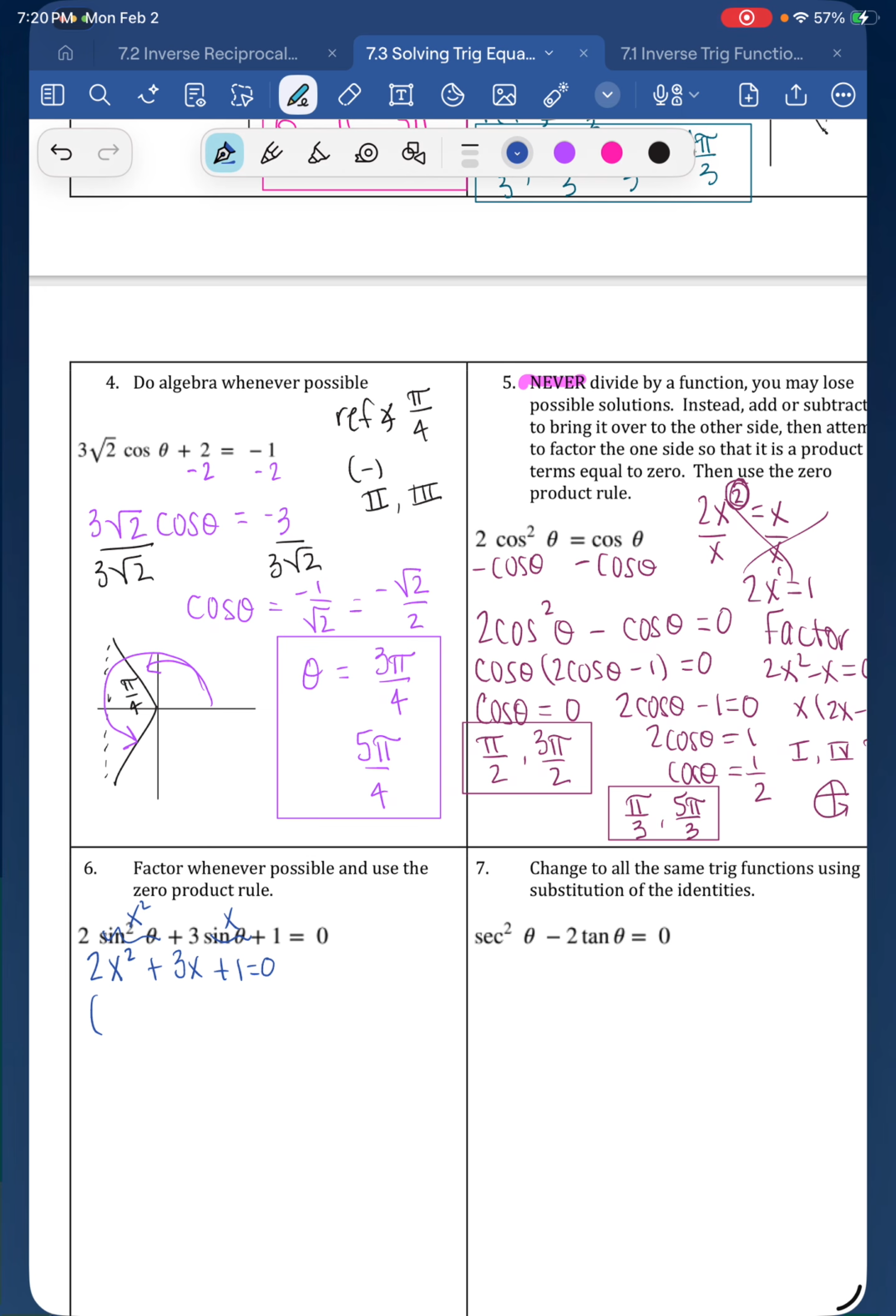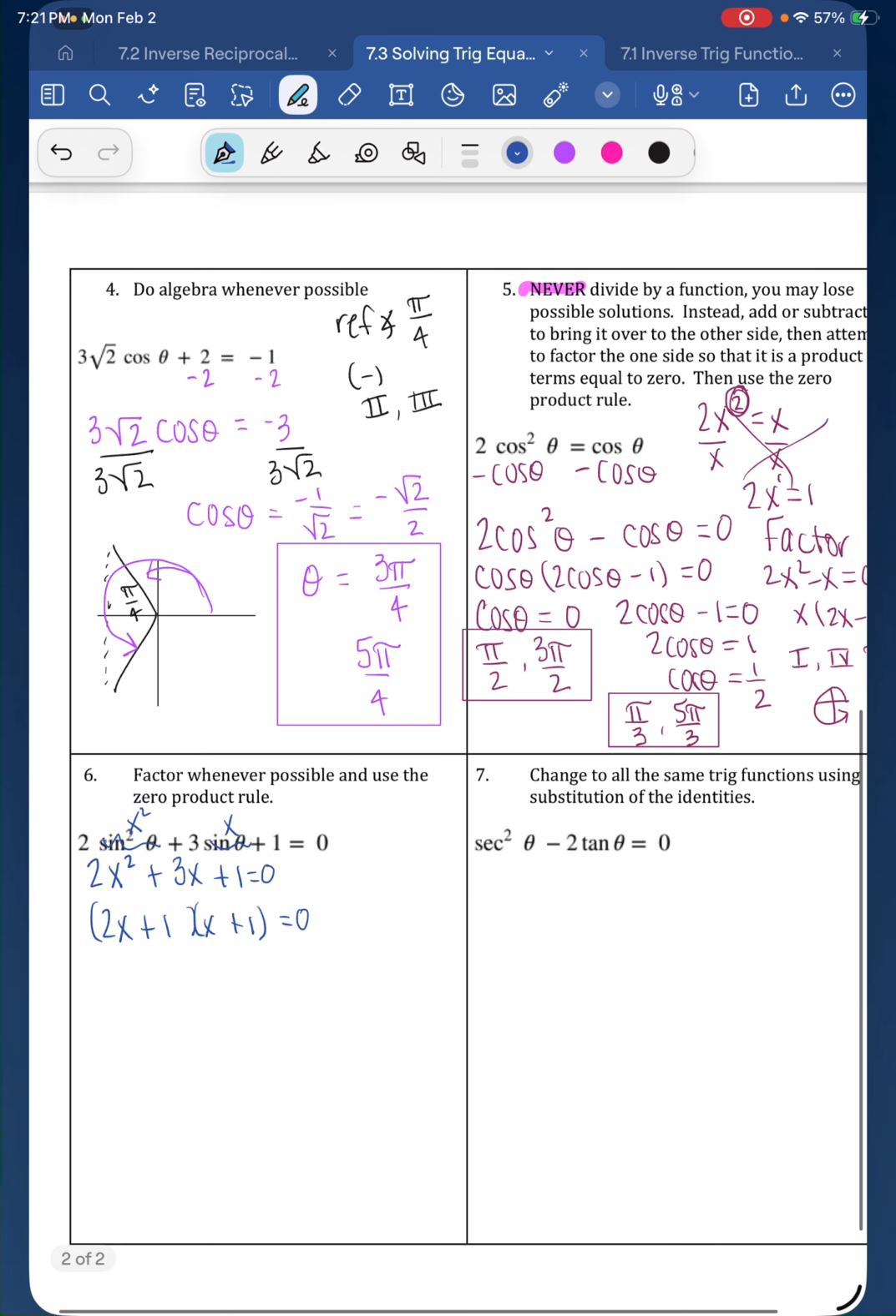Okay, so let's see. What multiplies to 2 but adds up to 3? That would be 1 and 2. Use the zero product property. Okay, but the problem doesn't say x, the problem says sine. So instead of x being negative 1/2, the sine is negative 1/2. And instead of x being negative 1, the sine is negative 1.